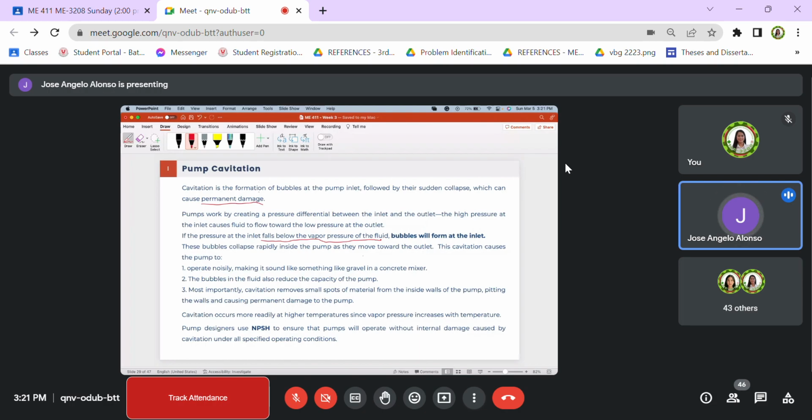And the cavitation causes the pump, first, to operate noisily, making it sound like gravel in a concrete mixer. Next, the bubbles in the fluid also reduce the capacity ng pump. And lastly, most importantly, cavitation removes small spots of material from the inside walls of the pump, pitting the walls and causing permanent damage to the pump. So again, permanent damage to the pump. Kailangan nating iwasan si pump cavitation para hindi makasira ito sa ating pump, since pag nasira si pump, it will be additional cost, additional losses sa ating industry.